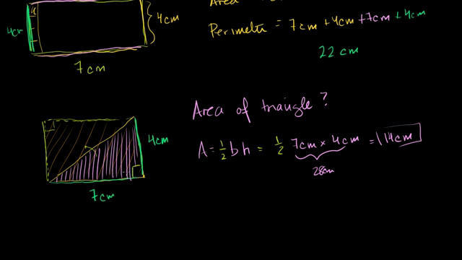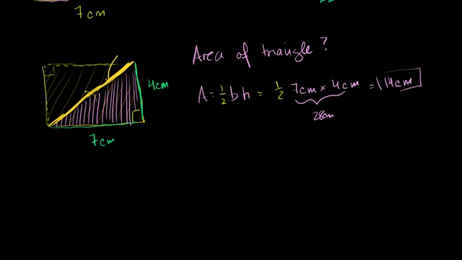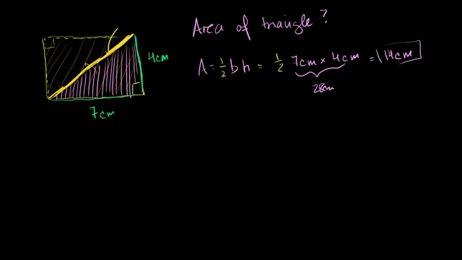Now, the perimeter of this triangle becomes a little bit more complicated, because figuring out this distance, that distance right there, isn't the easiest thing in the world. Well, it will be easy for you once you get exposed to the Pythagorean theorem. But I'm going to skip that right now. I'm going to leave that for the Pythagorean theorem video. But let me just give you one more area of a triangle.